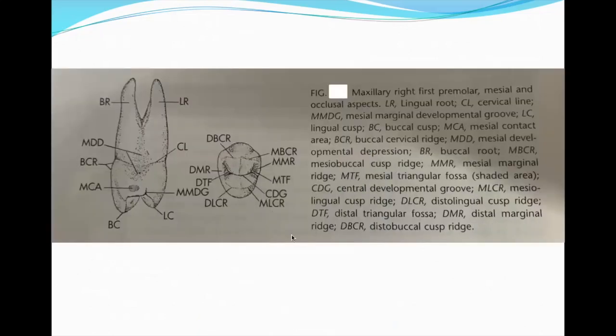So this is the diagram which shows your mesial aspect. So you can see buccal root, as I've already told you, lingual root. You can see buccal cusp, lingual cusp, mesial contact area. This over here is mesial developmental depression, MDD. This is your cervical line. Slight curvature is seen.